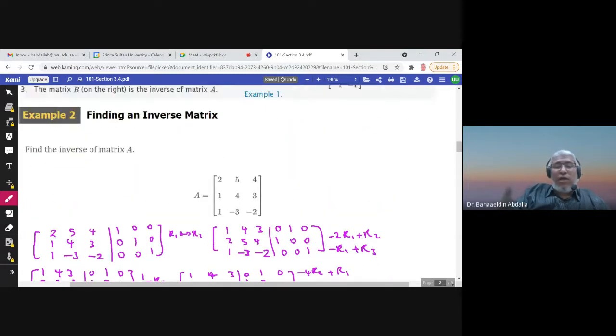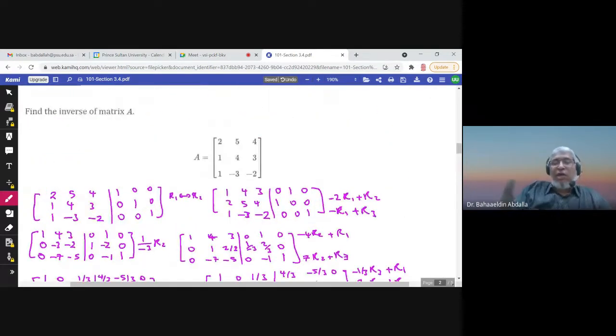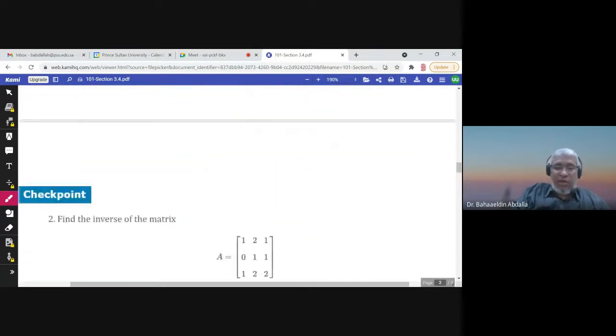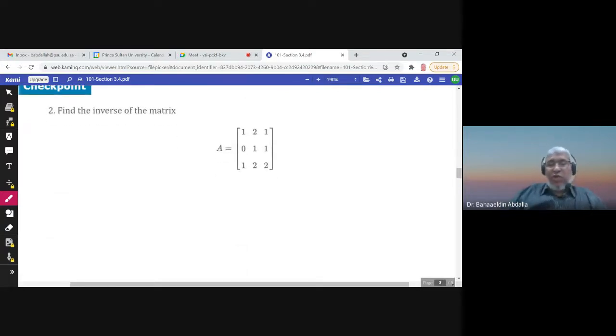And you can check your answer by multiplying A times A inverse, and you reach the identity or not. Or you can go to mode, matrices 6, and press 1, matrix A, 3 by 3. So choose 1 and write the matrix elements: 2, 5, 4, 1, 4, 3, 1, negative 3, negative 2. And that's it. Now press on and go to shift 4, matrices, and go to matrix A, which you entered, and press x to the power negative 1. So it will give you the inverse. And the inverse is negative 1, 2, 1, negative 5, 8, 2, 7, negative 11, negative 3. So my answer is correct. So that's how you check your answer by the calculator.